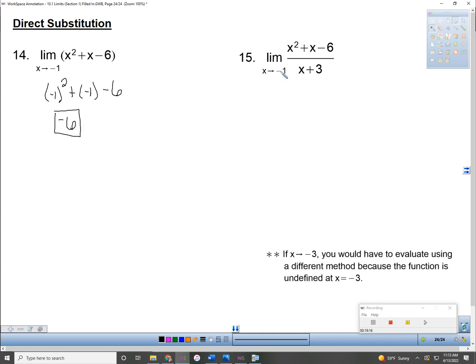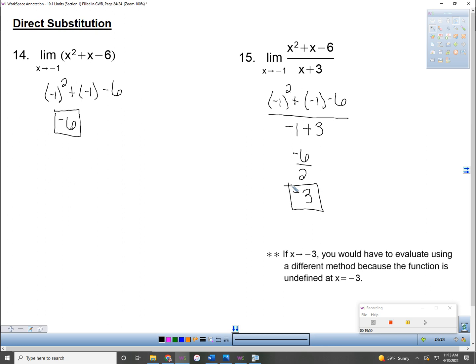I can do the same thing here. I can plug this -1 in, and I see that because -1 plus 3 is not going to give me a 0 in this denominator. So I have -1 squared, and if you're paying attention, you know that we just did this on the previous problem right here. So I already know that the top is going to be -6. Plug that -3 on the bottom, so we get -6 over 2, and we get -3 as our limit.